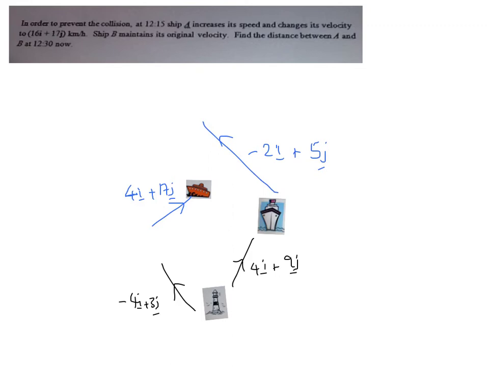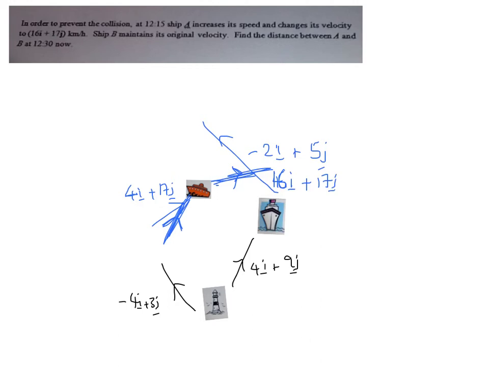He changes it to 16i plus 17j, which is almost at 45 degrees really. It's more sort of, actually I didn't draw the other one very well. The other one should be much steeper. 4i plus 17j looks more like that. And what he's going to do is he's going to go more in this direction, which is 16i plus 17j.